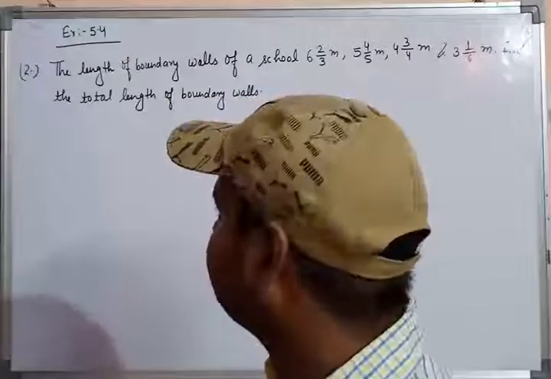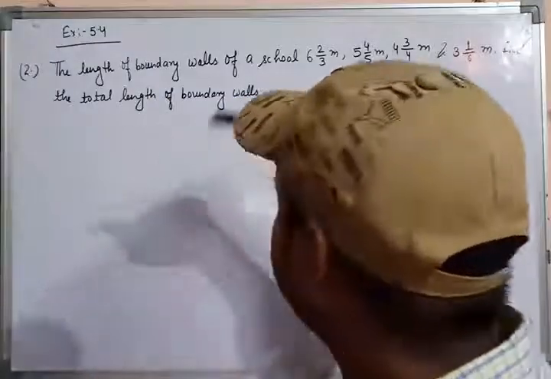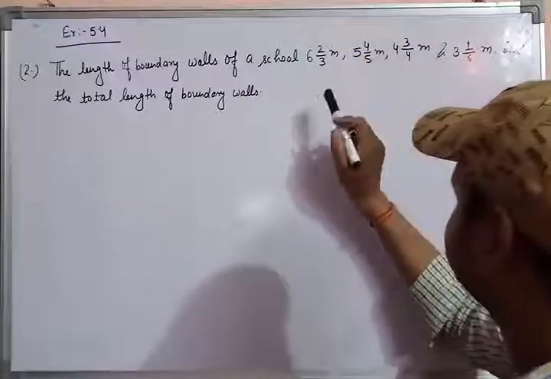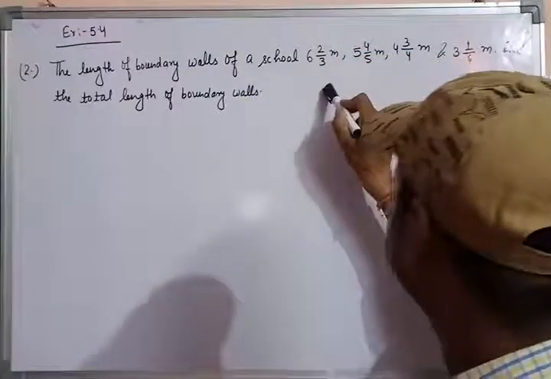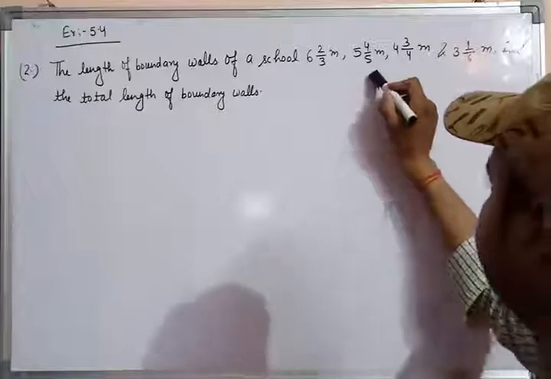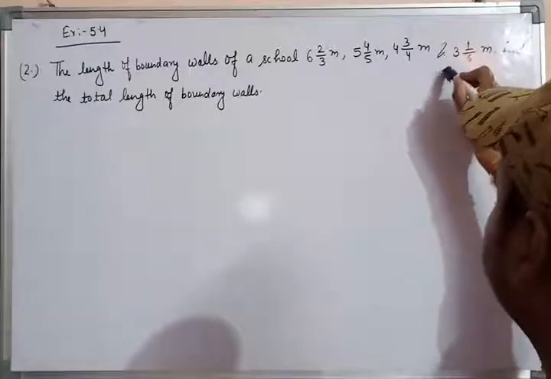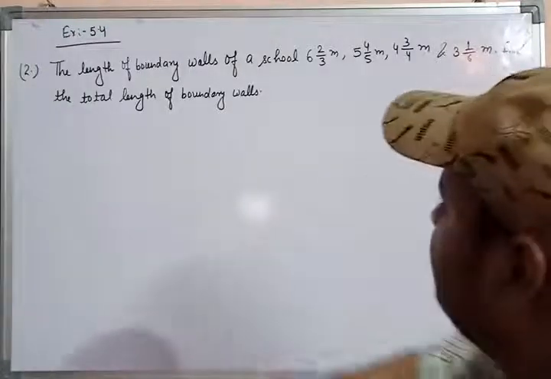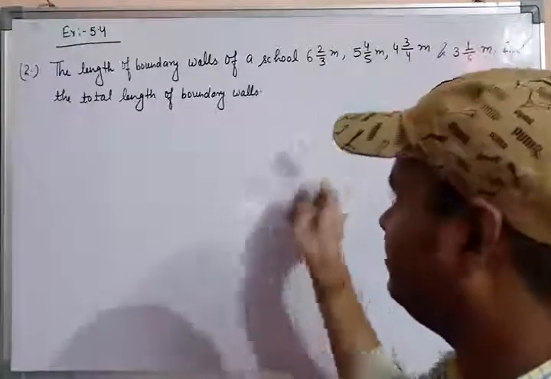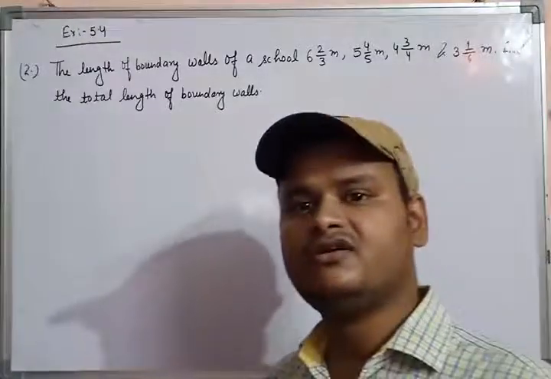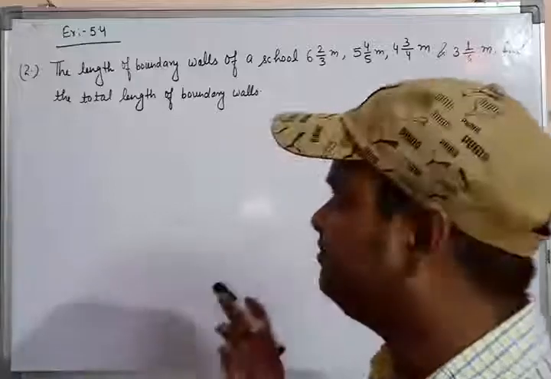Now let's start question number 2. The lengths of the boundary walls of a school are 6 and 2/3 meters, 5 and 4/5 meters, 4 and 3/4 meters and 3 and 1/6 meters. Find the total length of the boundary walls. So students, this is not a difficult question.